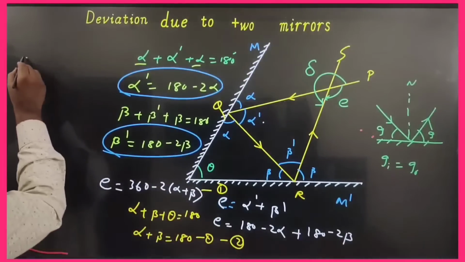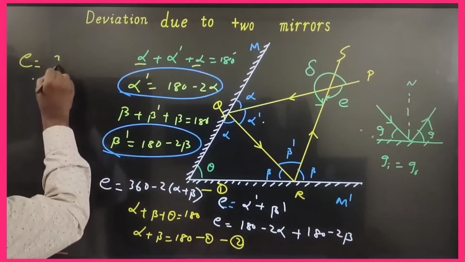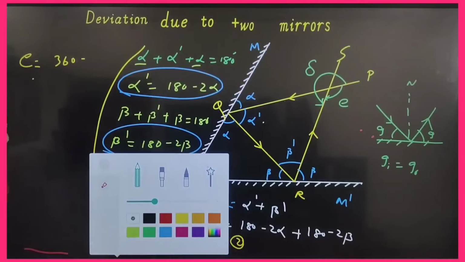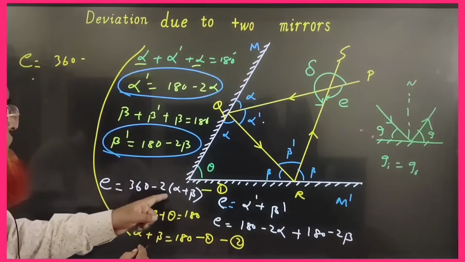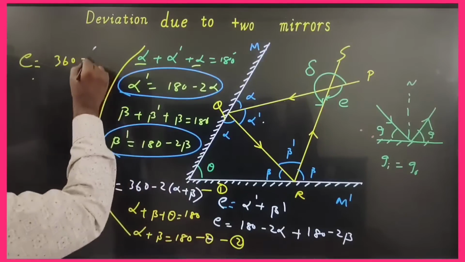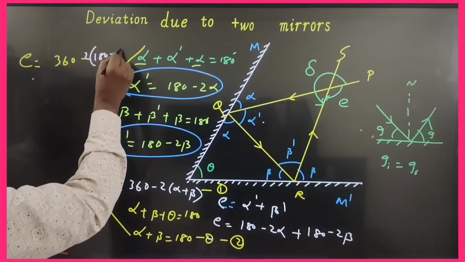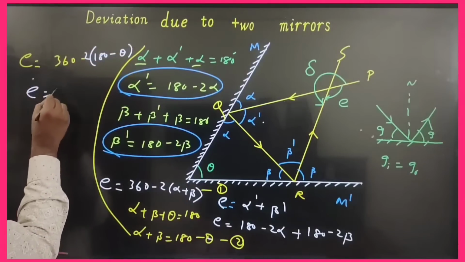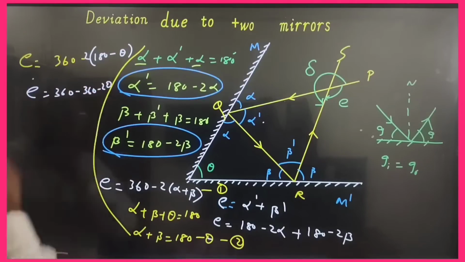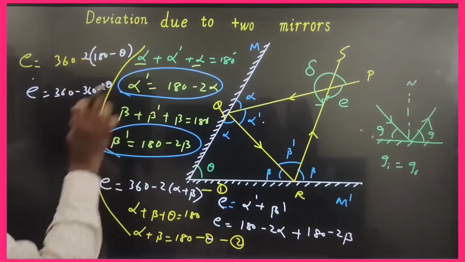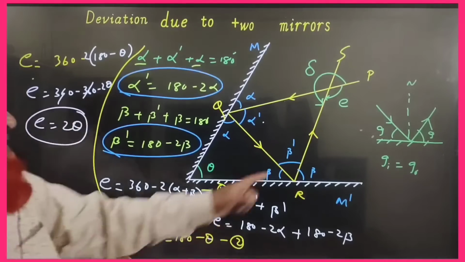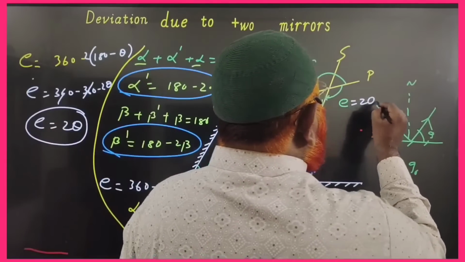So exterior angle is equal to 360 minus 2 into alpha plus beta, which means 2 into 180 minus theta. Therefore, exterior angle is equal to 360, 2 into 180 is again 360, minus 2 theta. I am getting 2 into theta, 2 theta. 360 gets cancelled. So this exterior angle I am getting as 2 theta.